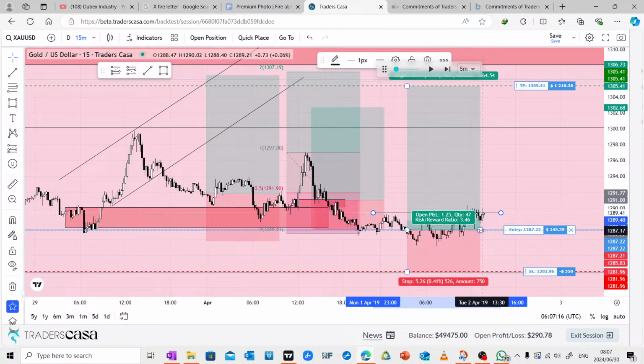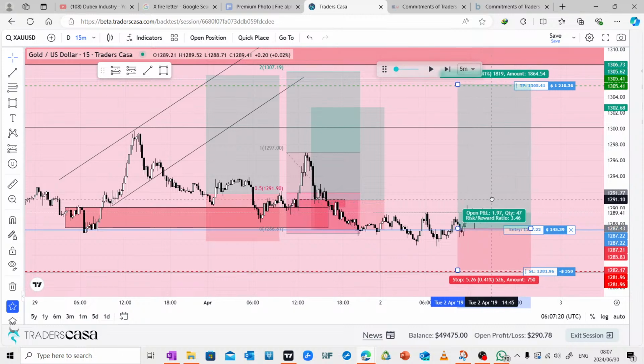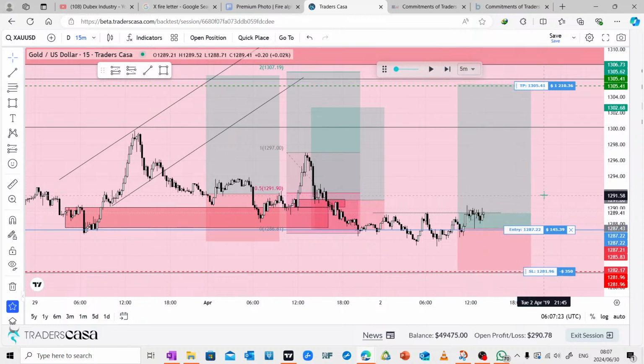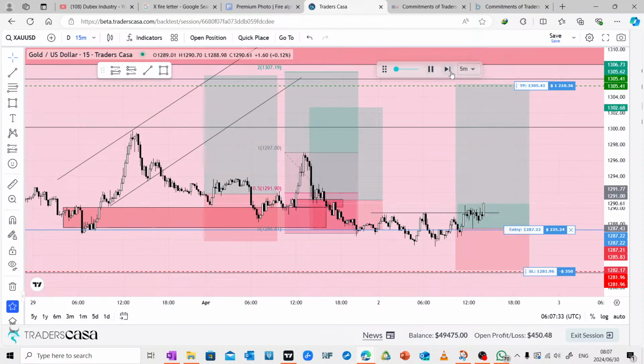So I'd like to see a retracement deeper into here. Since I have two positions, I can just say okay, but that's another trade. We could take a retracement deeper into there. Let's play it.